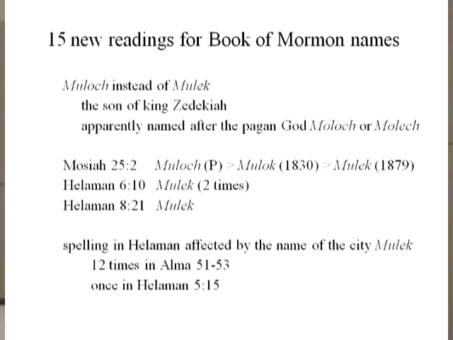It doesn't change it. There are 15 new readings for Book of Mormon names. I think the most interesting one I'll mention is Moloch, being spelled M-U-L-O-C-H. This is for the son of King Zedekiah. The implication being that he named his son after the god that they sacrificed children to. A rather ominous aspect of King Zedekiah.